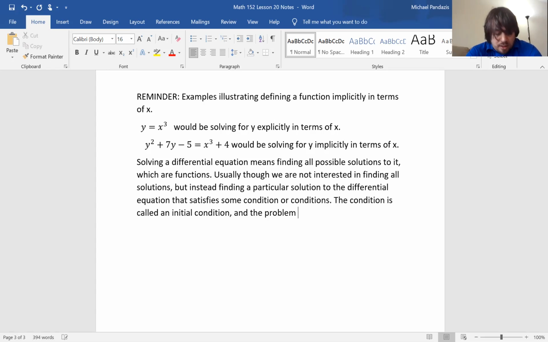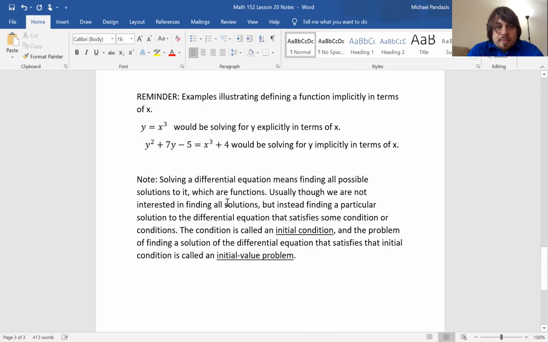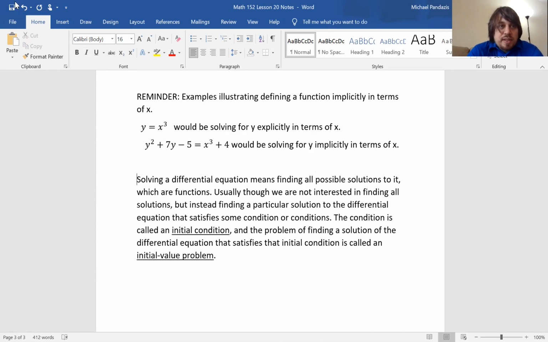And the problem of finding a solution of the differential equation that satisfies that initial condition is called an initial value problem. Okay, so here I'm defining an initial condition and an initial value problem.